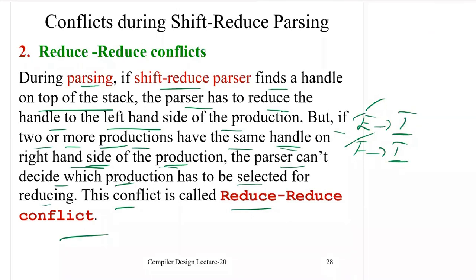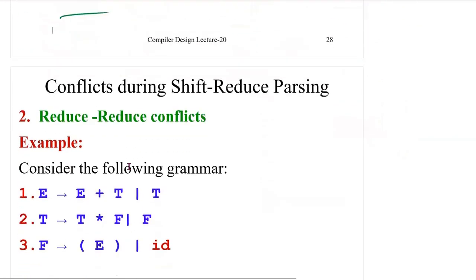So shift-reduce means, from the top of the stack, whether we have to reduce or whether the current input symbol is shifted onto the stack. Which action is to be done? That is a shift-reduce conflict. Whereas in reduce-reduce, for the same handle on the right-hand side, if we have two or more left-hand sides, then which production is used? That is called a reduce-reduce conflict.